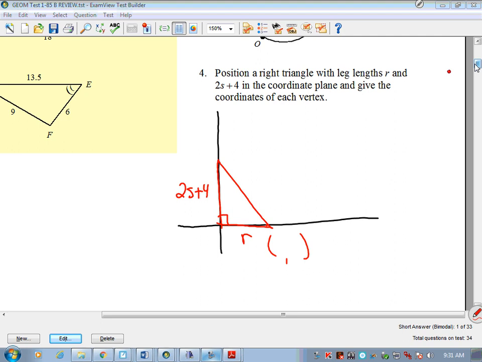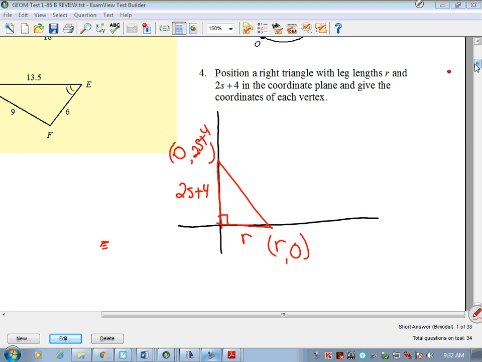So this coordinate right here, because we're talking about x length, but it's not going up or down, the x coordinate there is r. And the y coordinate is what? 0. Up here, it's going straight up, but it's not going left or right at all. So what is the x coordinate here? 0. What's the y coordinate? How far up is it going? It's abstract, it's algebraic. This one went r to the right, and we said r was my x coordinate, correct? How far is this going up? 2s plus 4. So the y coordinate is 2s plus 4.